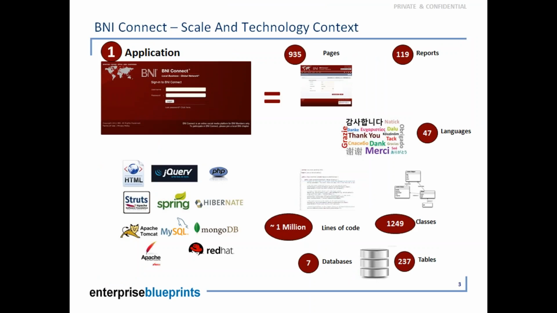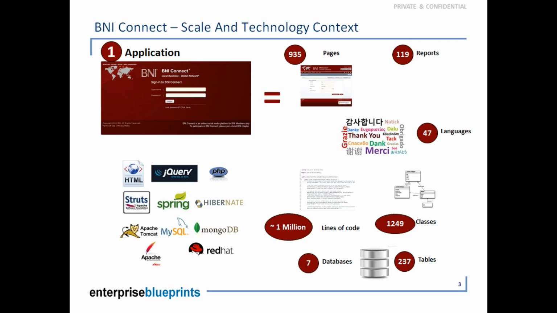For the technically oriented people out there, here's a little bit of information about BNI Connect. It is one application. As I said, it's not just a website, it is a web application. There's about 1,000 individual pages within BNI Connect and 120 reports. One of the things that makes this software so complicated is that we have to simultaneously translate everything in here to about 47 different languages. That includes about a dozen or so different dialects of English. So I think there's something like 14,000 individual fields that need to be translated.